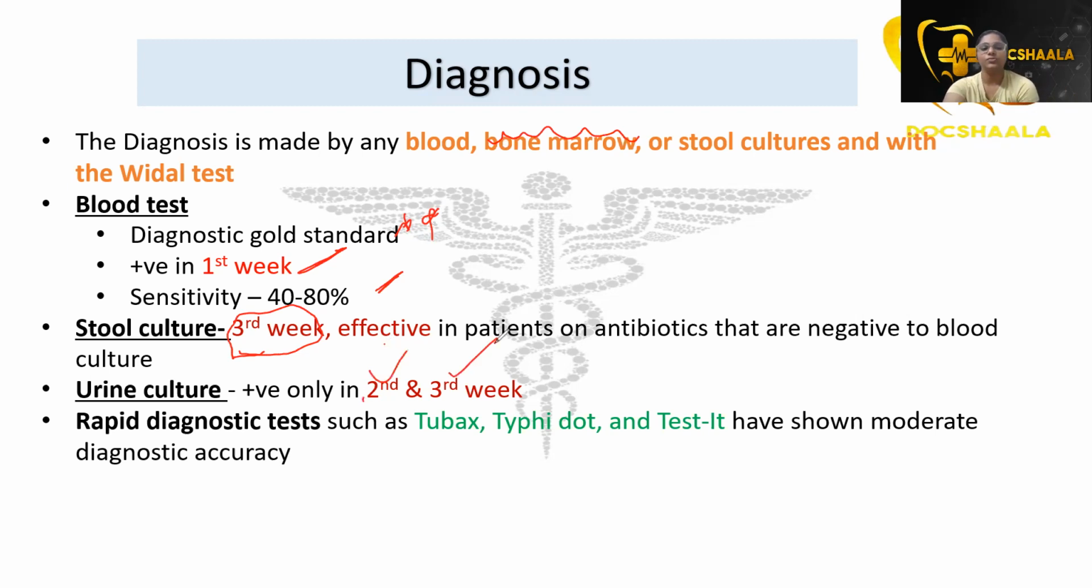Apart from these, we have some latest rapid diagnostic tests such as TUBEX, Typhidot, and Test-it. They have shown moderate diagnostic accuracy, but rather than these, the traditional methods of diagnosis are the ones to rely on: blood, urine, stool, and the Widal test. So let's just see what.